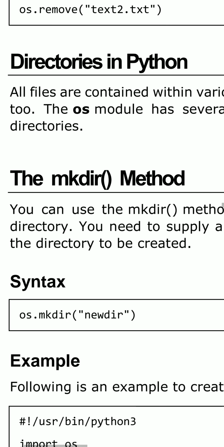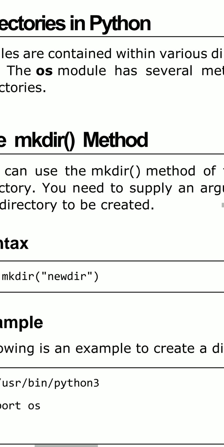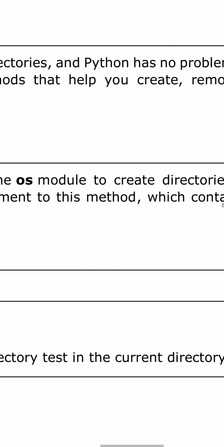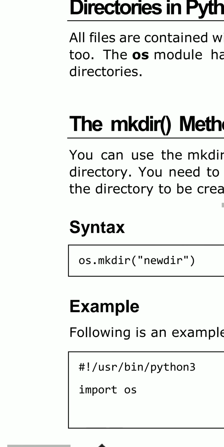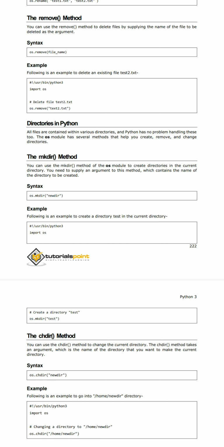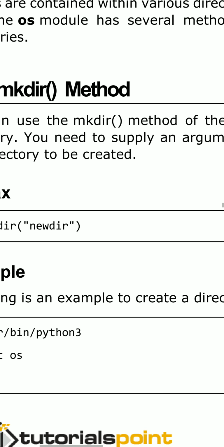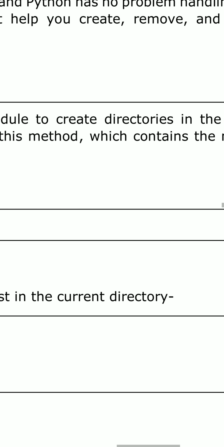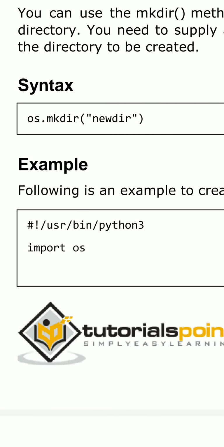And next is the directory. All files are contained within various directories, and Python has no problem handling these directories. It has some methods to handle directories. The first one is the mkdir method. We use the mkdir method of os to create directories in the current directory. The syntax is os.mkdir, where mk means make and dir means directory, followed by the new directory name.